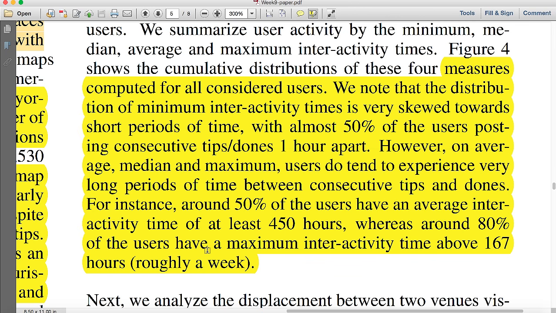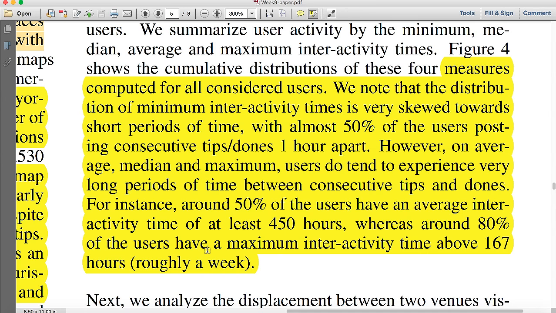However, on average, median and maximum users do tend to experience very long periods of time between consecutive tips and don'ts. So essentially what this shows is, again, it's going back to the same power law concept. There are some users where consecutive tips and don'ts are done very frequently, but there is a set of the population where this distribution is pretty skewed, which is a long time taken between 2 consecutive tips and don'ts.